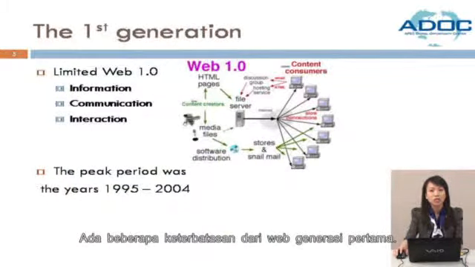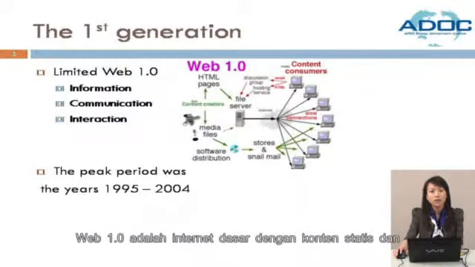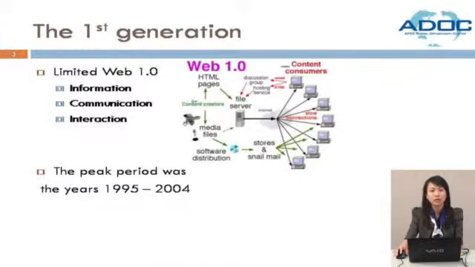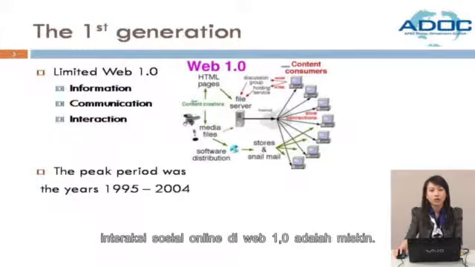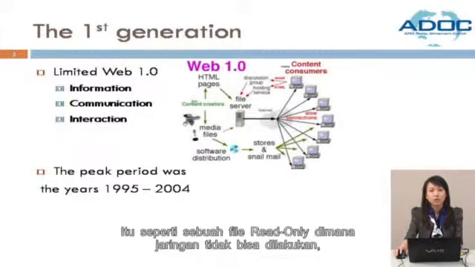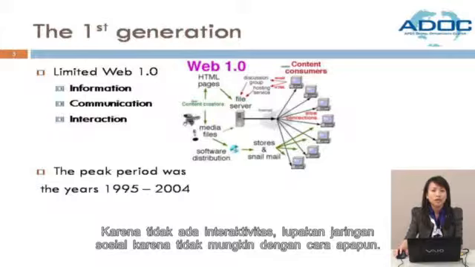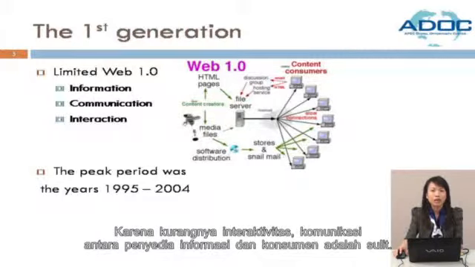There are some limitations of the first generation web. Web 1.0 is the basic internet with static content and no interactivity between the information provider and its consumer. Online social interaction in Web 1.0 was poor. It was like a read-only file where no networking could be done, no hyperlinking or bookmarking, and no dynamic content. As there was no interactivity, forget about social networking as it was not possible in any way. Because of the lack of interactivity, the communication between information provider and its consumer is difficult.